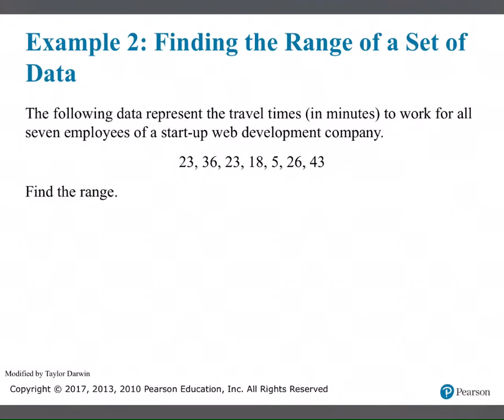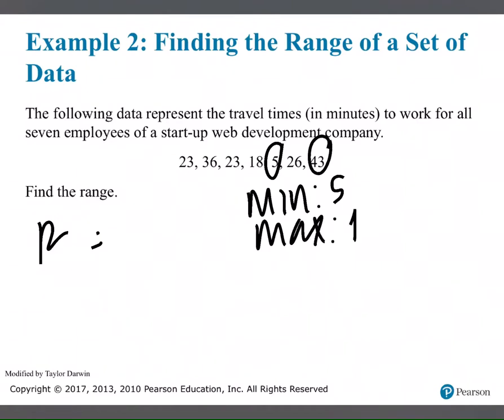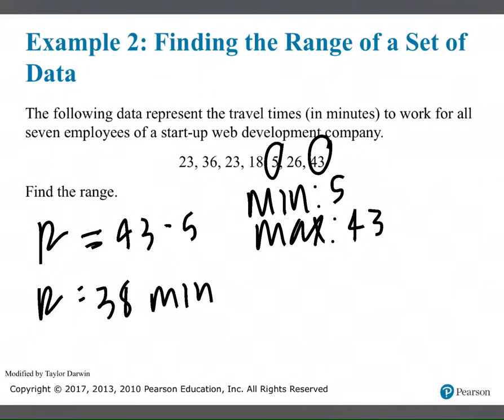This says the following data represents travel times in minutes to work of all 7 employees of a startup web development company. Find the range. That's my min value. And 43 is my max. Once you get those 2 numbers, you ignore all other numbers. You only care about the min and the max. And so if I subtract them, my range is 38 minutes. That's the range, right? From the smallest value to the largest value, how many minutes there are between them.